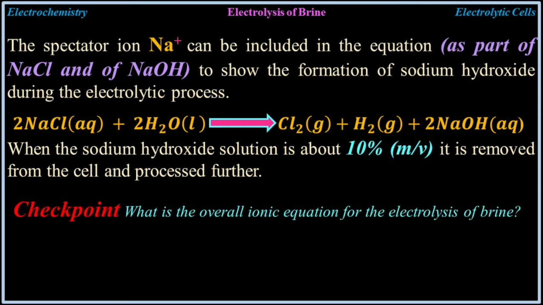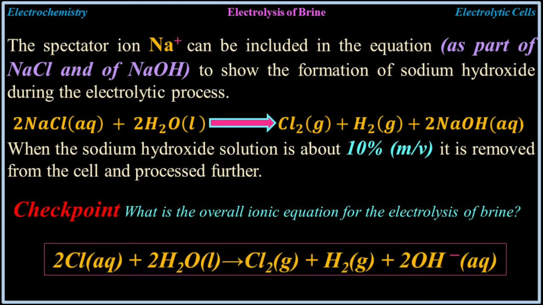Checkpoint. What is the overall ionic equation for the electrolysis of brine? Well, it would be 2 Cl⁻ aqueous plus 2 H₂O liquid yields Cl₂ gas plus H₂ gas plus 2 OH⁻ ions aqueous.